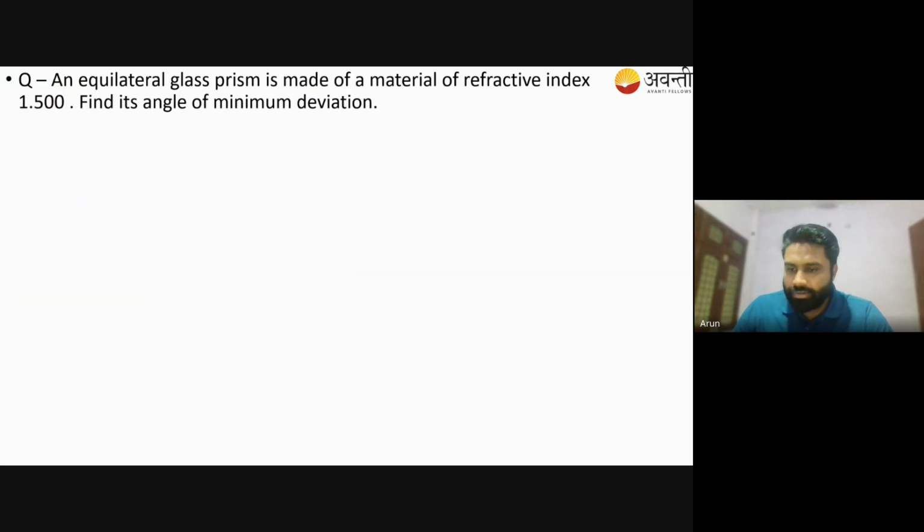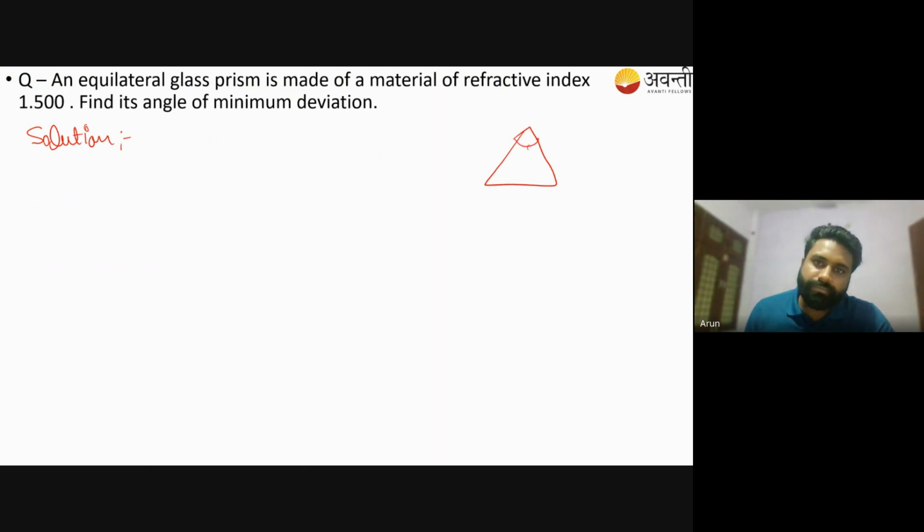So here we have a question: an equilateral glass prism is made of material of refractive index 1.5. Find its angle of minimum deviation. Okay, so we are going to solve this question. What are the values given to us? It is an equilateral glass prism. Equilateral glass prism means every angle of the triangle is 60 degrees. You are all aware of it, right? So A is 60 degrees.